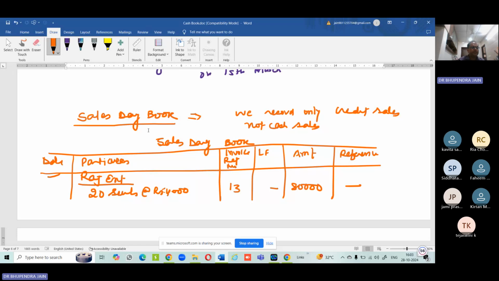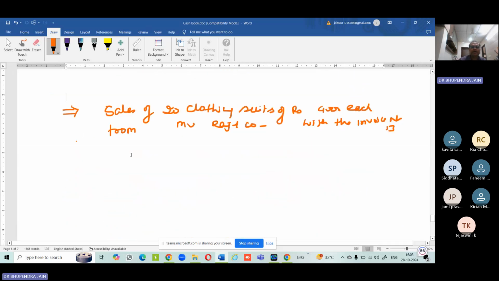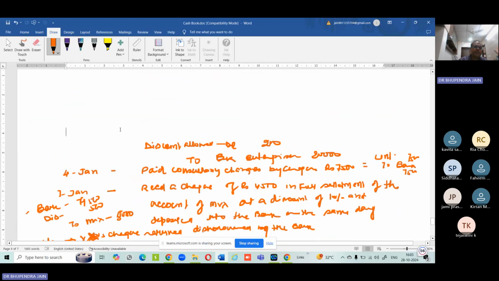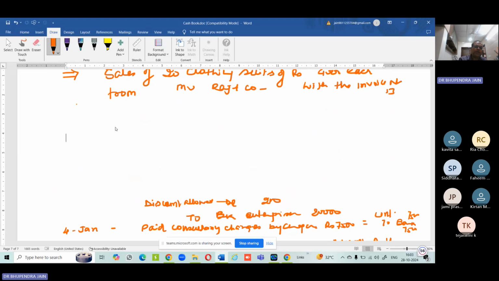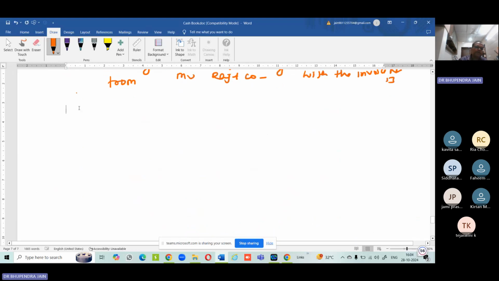Now the other types of subsidiary books. Many types of subsidiary books we can prepare, and all the subsidiary books are practically not very important from the job point of view, for the working point of view, but for the examination point of view, you need to learn the names of all types of subsidiary books. Okay.